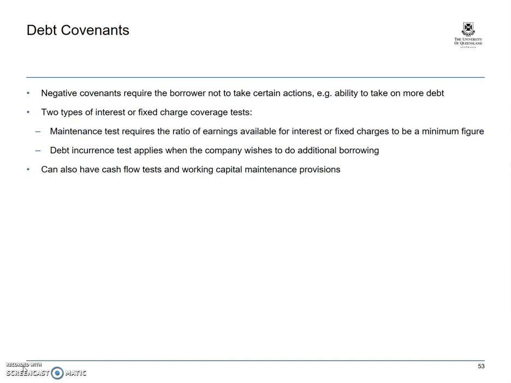There are often two types of interest or fixed charge coverage tests. They need to maintain the ratio of earnings available to the interest or to fixed charges. A debt incurrence test applies when the company wishes to take on any additional borrowing, and we can also have cash flow tests or working capital provisions. All of these covenants are designed to protect the investor and to make sure that the firm doesn't undertake particular actions which will increase the risk to the debt holder.